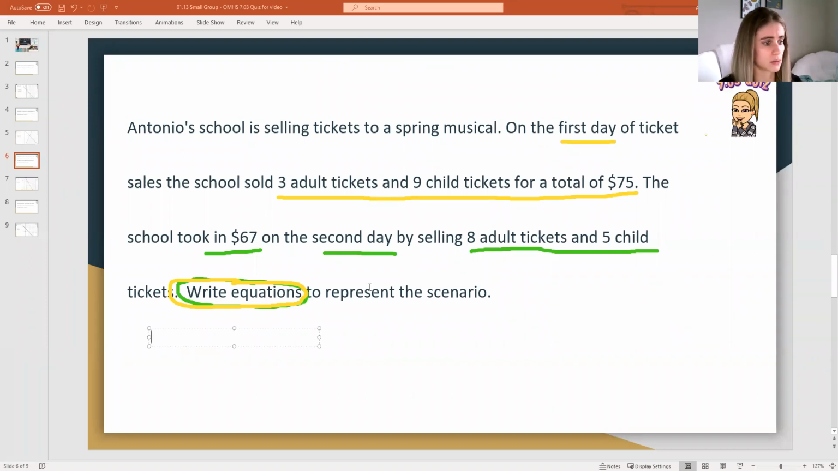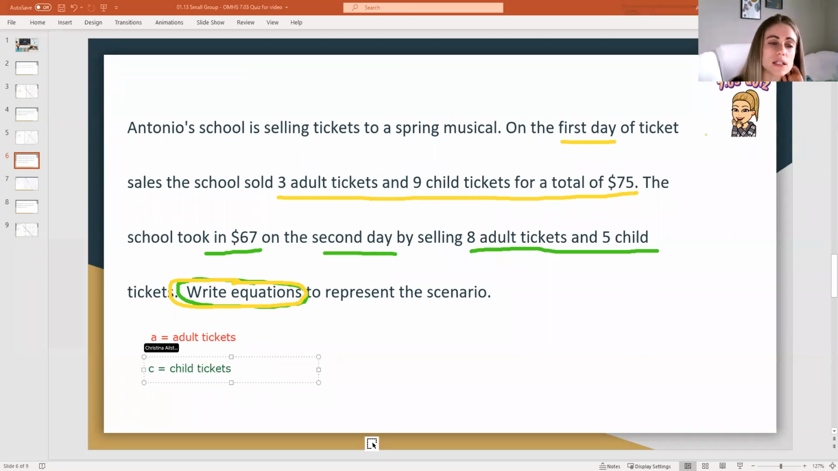So we know, well, we don't want to use X, let's use A for adult. So A is adult tickets. And then I know I'm going to use C for child tickets.